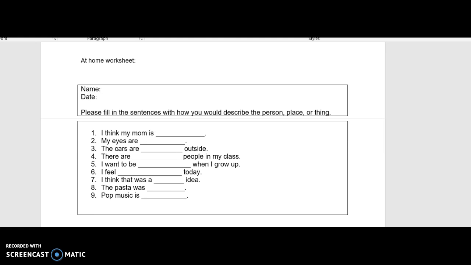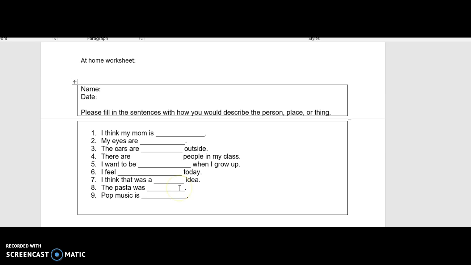I don't want you to just use, I think my mom is nice. I want you to think, what else is your mom? Is she caring? Is she funny? Maybe you want to say she's tall, she's pretty. So I want you guys to really think about the words that you're using and just spend a little time doing these sentences.